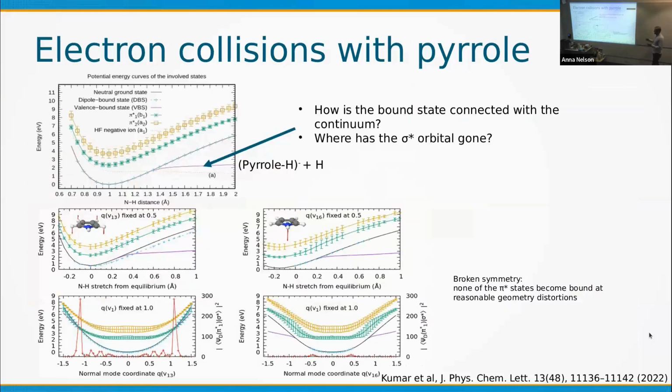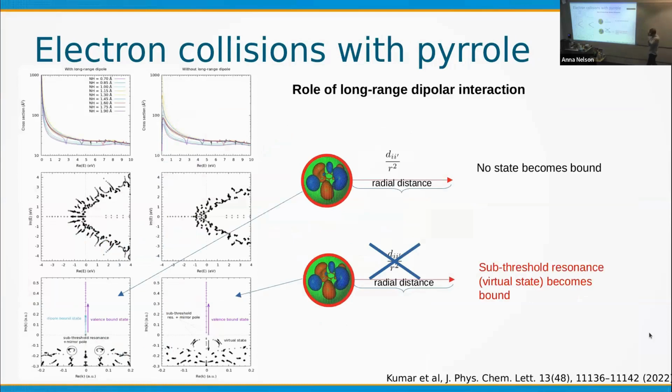And so indeed, we did the calculations for different geometries, trying to figure out if any of the pi-star resonances become dissociative, but they don't. So the question is, what really happens? And we can analyze this with the R-matrix, because we can look into the complex plane in 2 different configurations: when the long-range dipole moment of the molecule is switched on or when it's switched off.